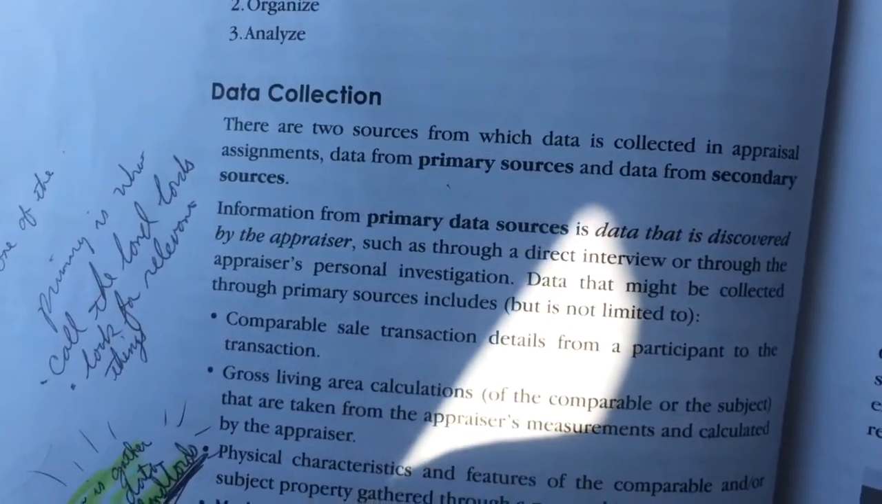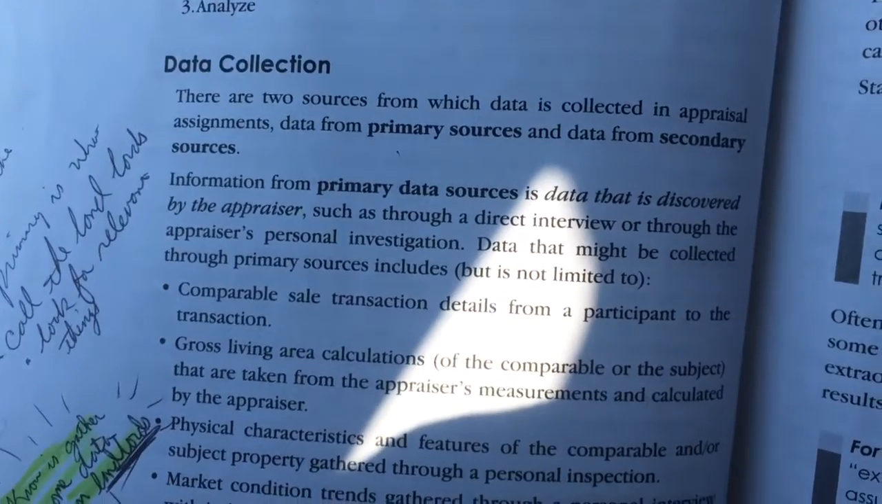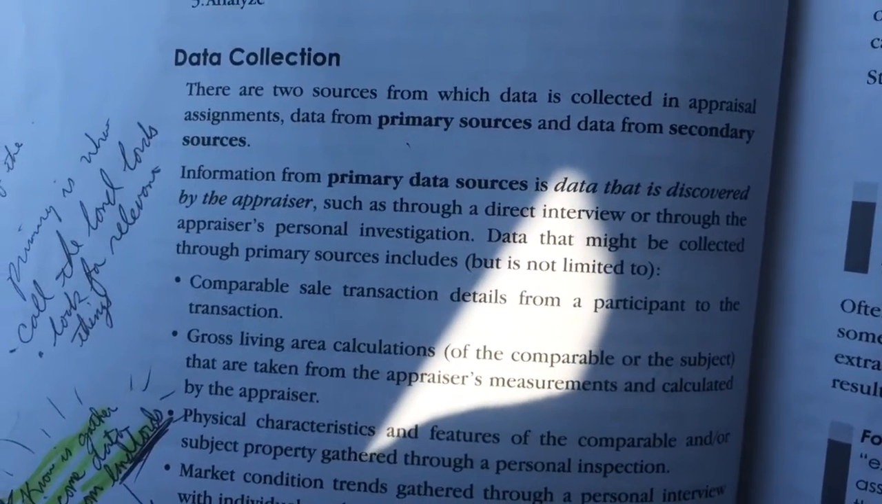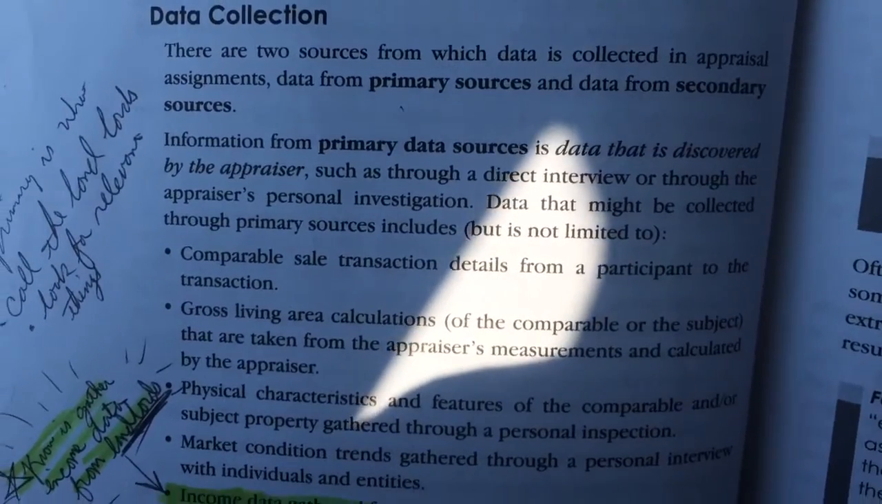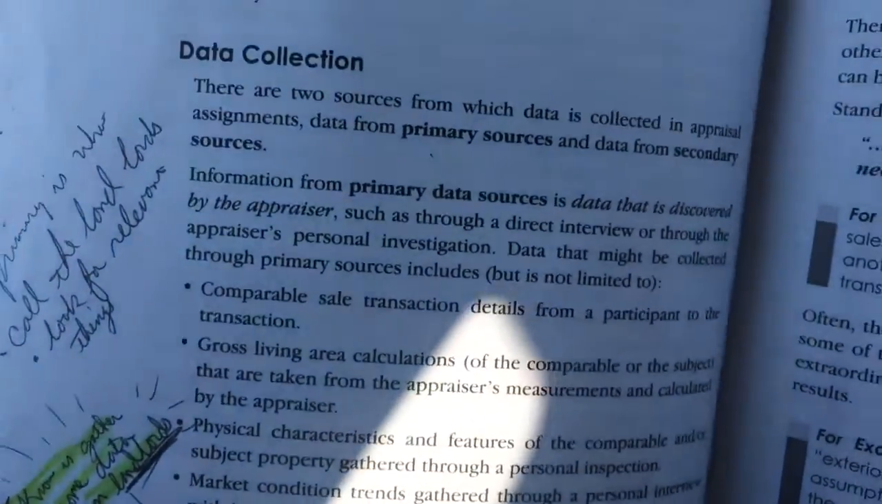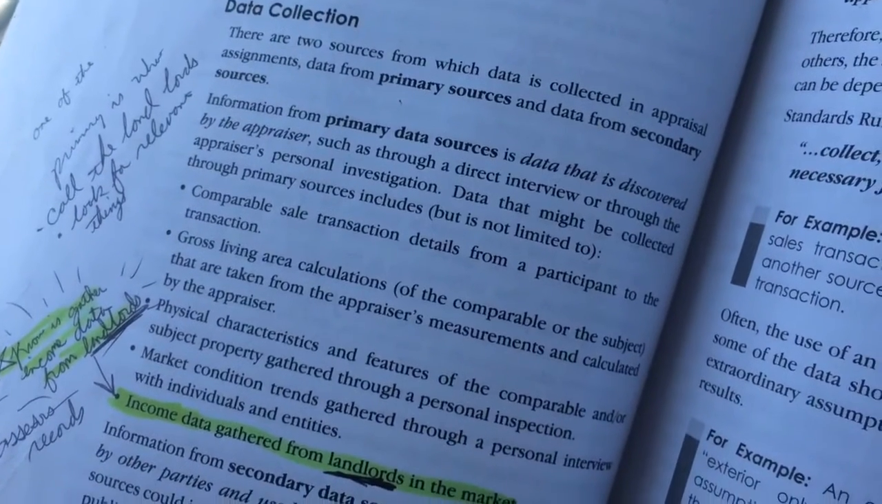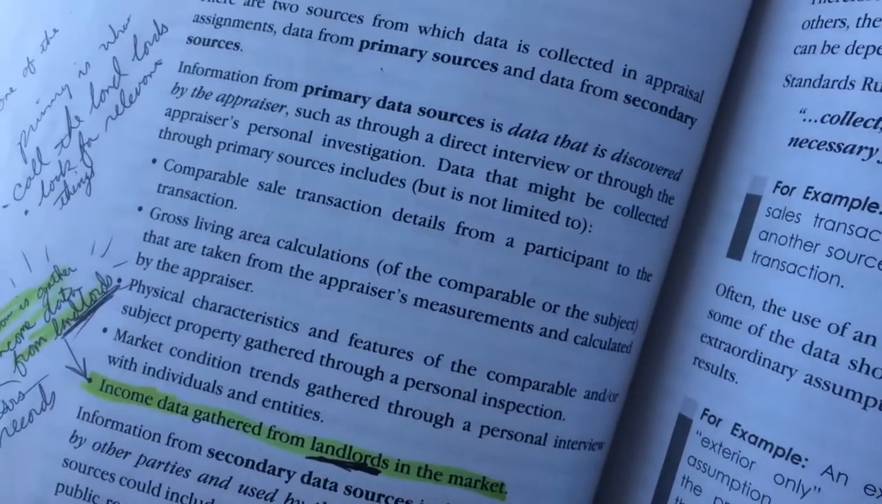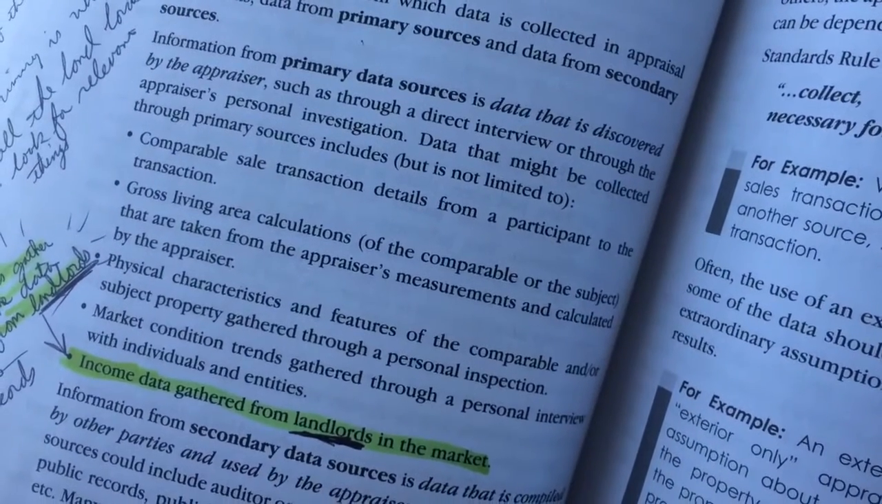Data collection. There are two sources from which data is collected in appraisal assignments: data from primary sources and data from secondary sources. Information from primary data sources is data that is discovered by the appraiser, such as through a direct interview or through the appraiser's personal investigation.